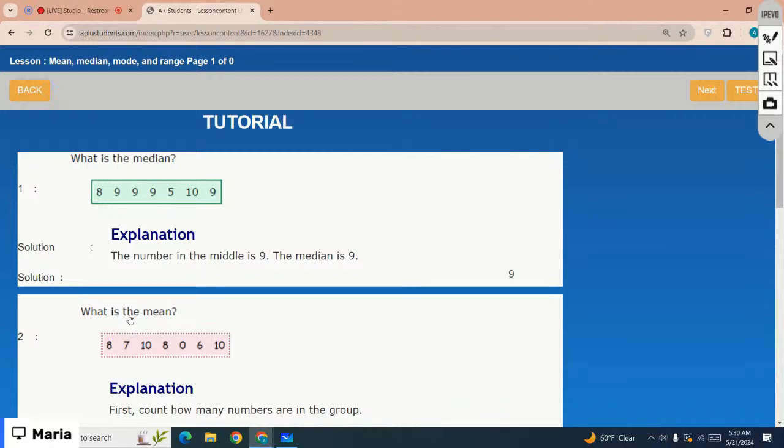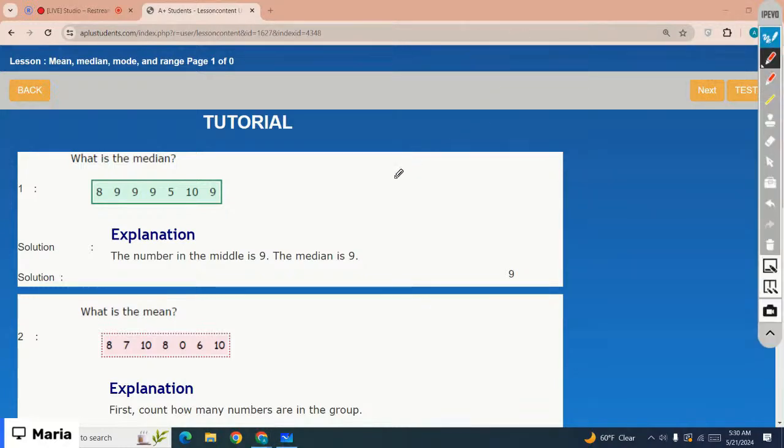What is the median? The median is the number that divides the data into two exactly equal groups. So for the median, we have to arrange the numbers from least to greatest, right? That would be 5, 8, 9, 9, 9, 9, and 10. There are 1, 2, 3, 4, 5, 6, 7 numbers. So three numbers on one side and three numbers on the other side. The one that is exactly in the middle is 9. 9 is the number that is the median. The correct option is 9.